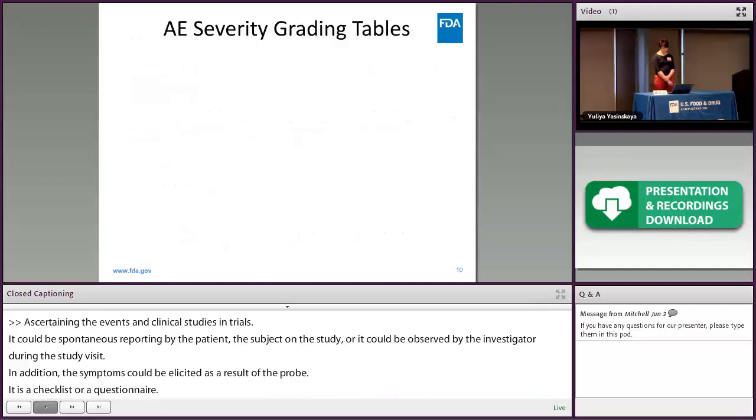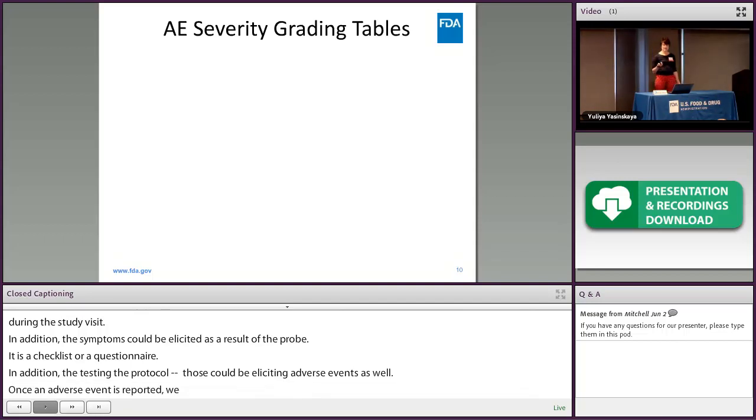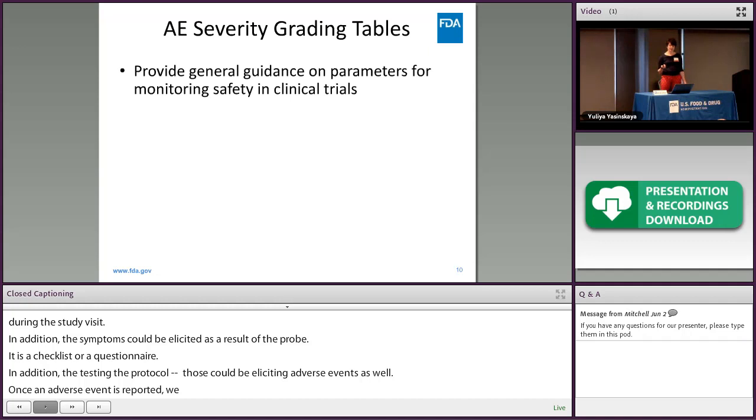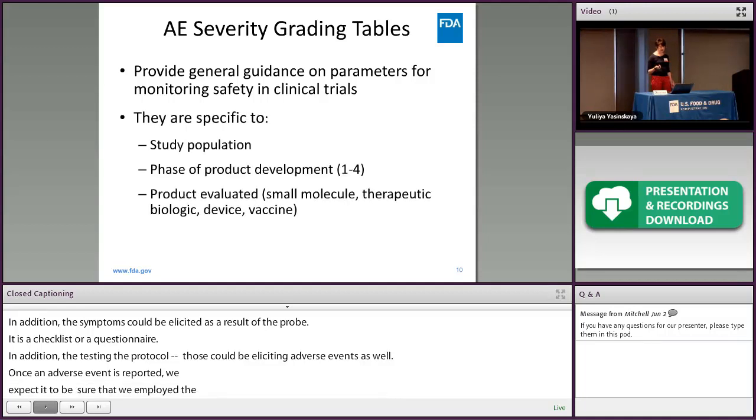Once adverse event is reported, we expect it to be graded on severity. And for that, it could range from mild to severe to life-threatening. For that, we employ the adverse event severity grading tables, and they provide the general guidance on the parameters for monitoring safety in clinical trials. But they are very specific to the patient population.